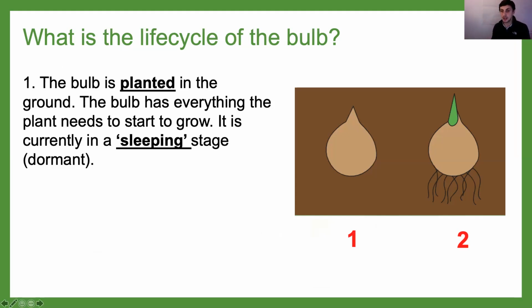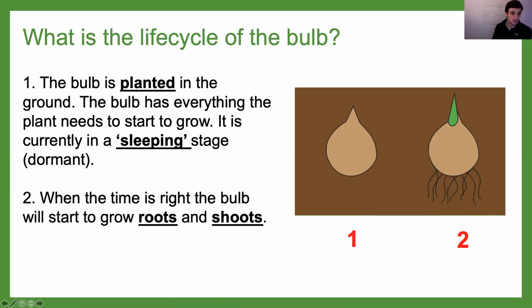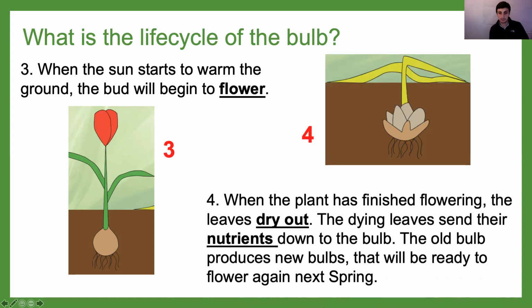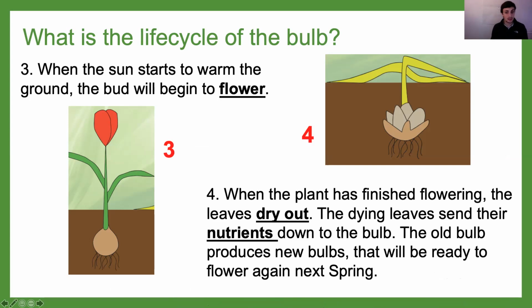In phase 2, you can see here, the green shoot comes out and the roots bury down. When the time is right, it will start to grow roots and shoots. When the sun starts to warm the ground, the bud will begin to flower. When the plant has finished flowering, the leaves dry out.